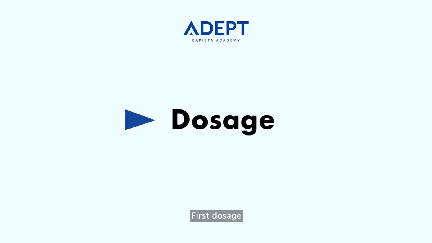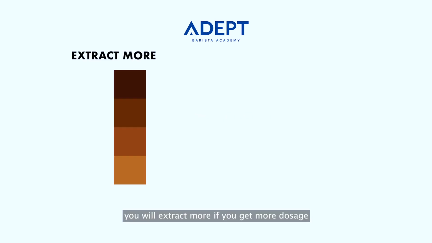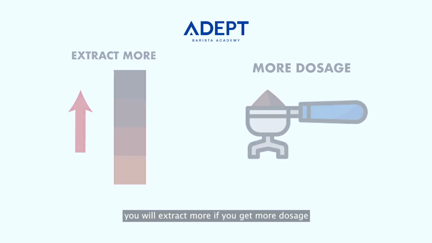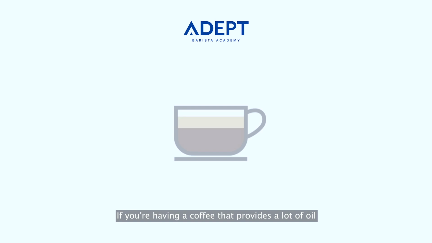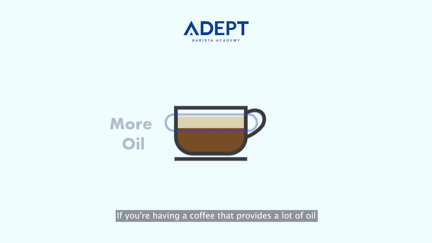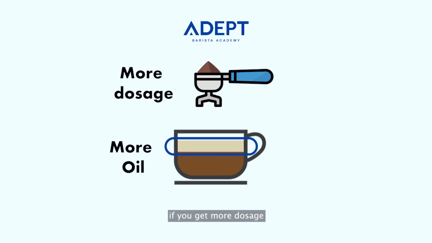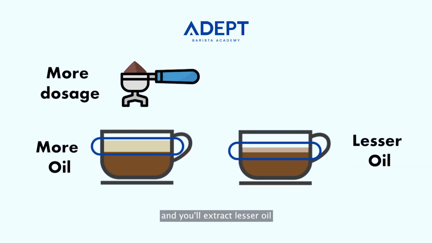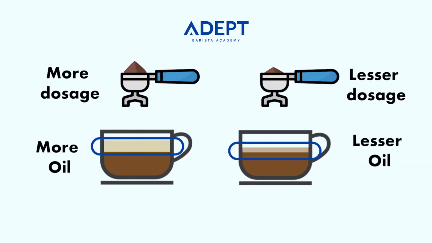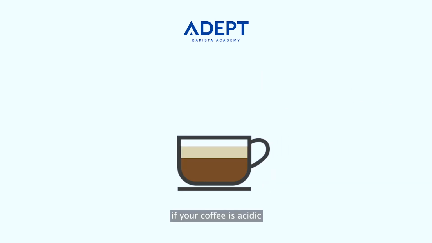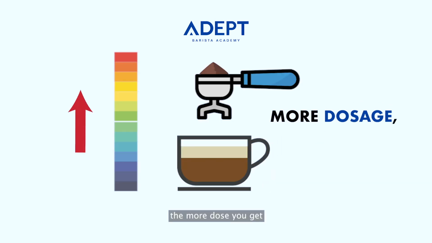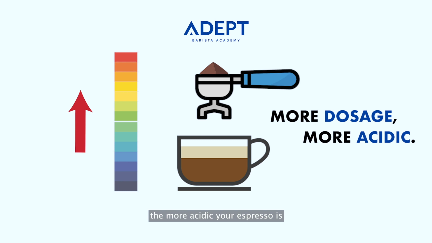First, dosage. Straightforward. You will extract more if you get more dosage. How? For example, if you are having a coffee that provides a lot of oil, you will extract more of the oil if you get more dosage. And you will extract less oil if you get a lesser dosage. One more thing. If your coffee is acidic, the more dose you get, the more acidic your espresso is.